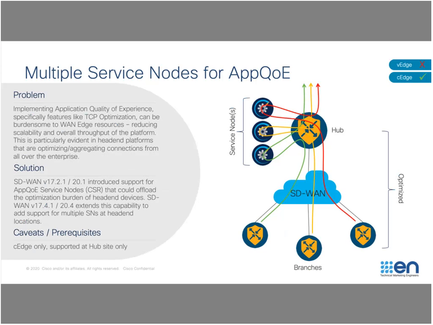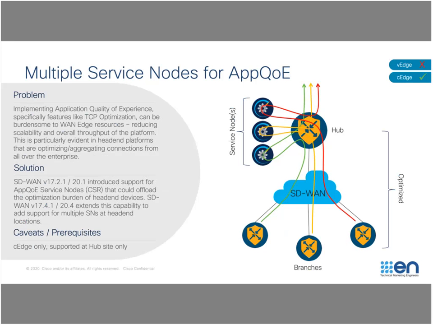Next thing, again, in the realm of application quality of experience and quality of service, so to speak, is multiple service nodes for app QoE. Now, app QoE service nodes, I guess I should say, were a concept that were introduced in 17.2 and 20.1 earlier this year. The concept here is if you're doing things like TCP optimization and other features down the road, but primarily things like TCP optimization, if you're doing anything like that at your branch locations or even at your hub site locations, that can be rather CPU intensive or computationally burdensome on your routers.